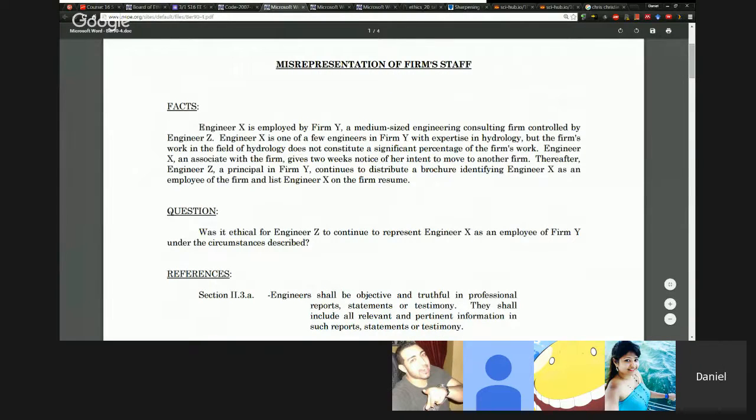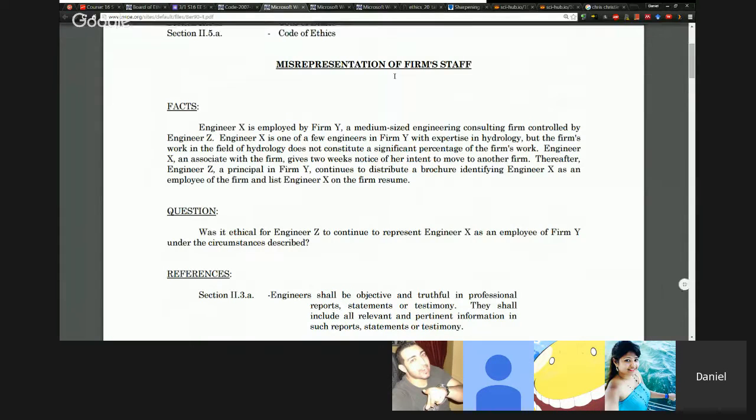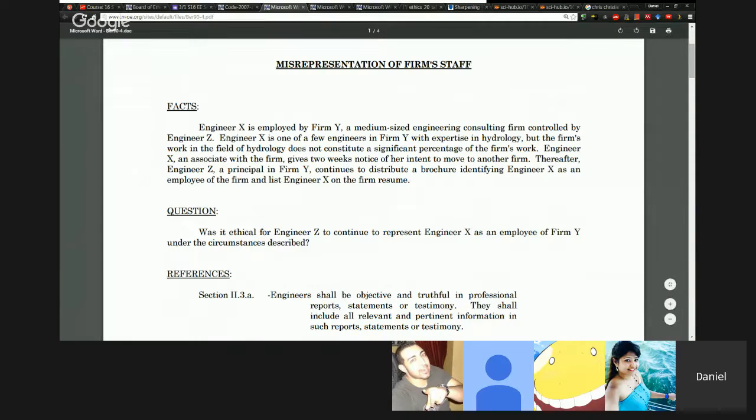In this case, engineer X is employed by firm Y, a medium-sized engineering consulting firm controlled by engineer Z. Engineer X is one of the few engineers in firm Y with expertise in hydrology, but the firm's work in the field of hydrology does not constitute a significant percentage of the firm's work. Engineer X, an associate with the firm, gives 2 weeks' notice of her intention to move on to another firm. Thereafter, engineer Z, the principal in firm Y, continues to distribute a brochure identifying engineer X as an employee of the firm and lists engineer X on the firm's resume.